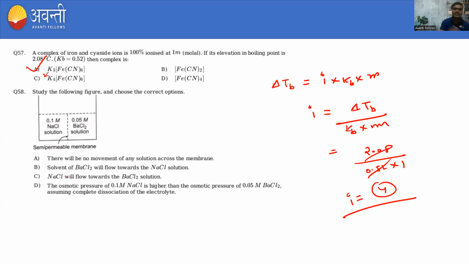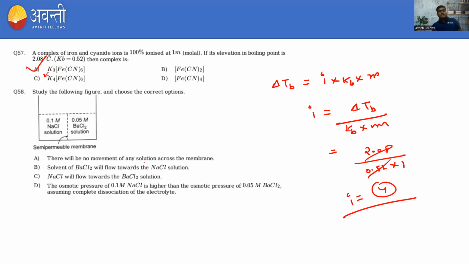If you take option B, then we do not get all ions. In option C, we have 4 moles of K and 1 mole, so we have i is equal to 5. This is not correct. So which one is the correct one? That is option number A. In this only we get i is equal to 4. So I hope it is completely clear up to here.